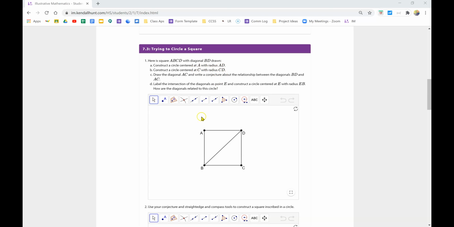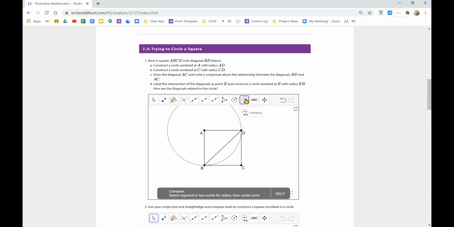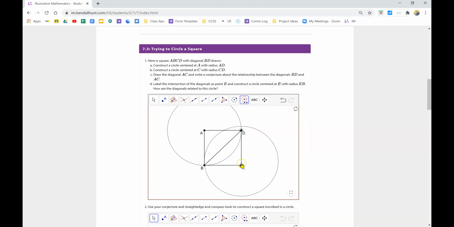The first set of directions says construct a circle centered at A with a radius of AD. So constructing a circle with a given radius is this tool. That's the compass tool with a radius. It's going to be centered at A with a radius of AD. So you click over to D, makes the circle, center it at A. Click. Construct a circle centered at C with a radius of CD is the next direction. So you click on this, start at C, go up to D, put that circle at C.